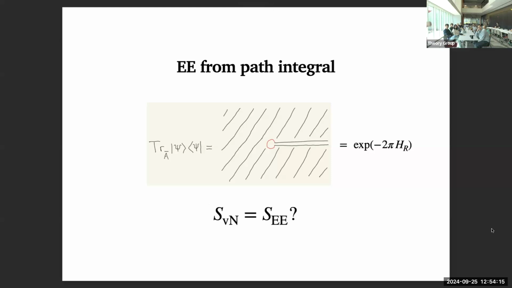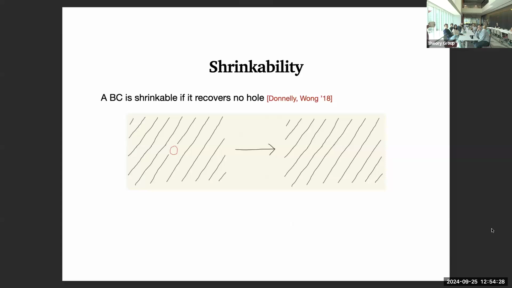And the conjecture is that as long as you choose a shrinkable boundary condition, then the von Neumann entropy should be the entanglement you wanted. Yeah. So we got a picture of the plane with a hole here. When you shrink it down, you expect some defect, and shrinkable means it's the identity defect.